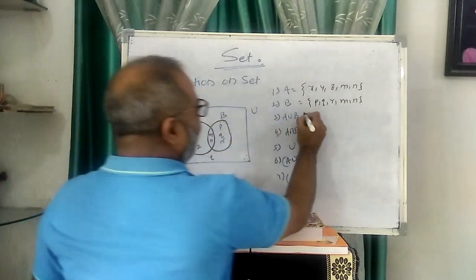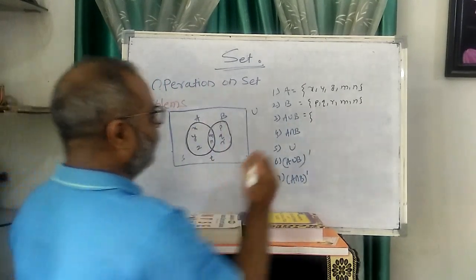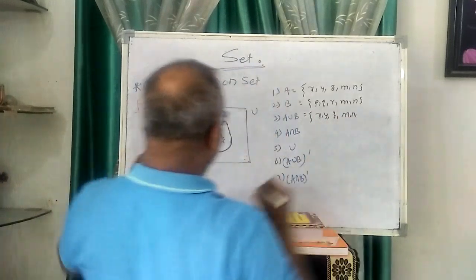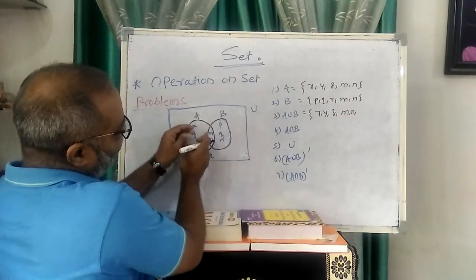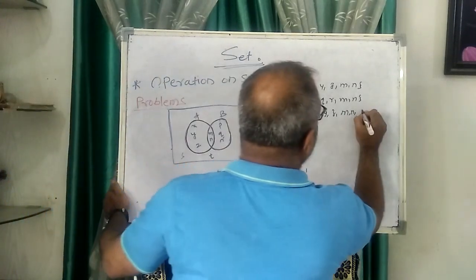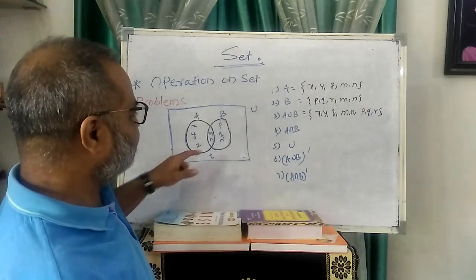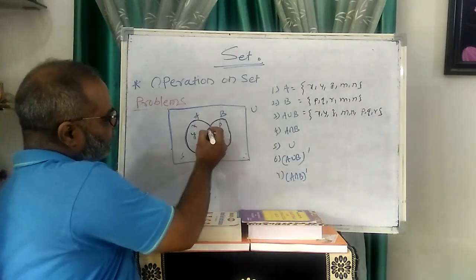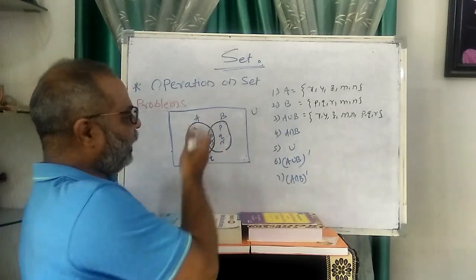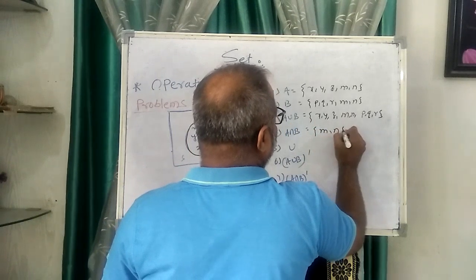Okay. Now, adding all together or joining all together, what elements are present? X, Y, Z, M, N, P, Q, R. M and N we are taking from this side, so there is no chance to take them twice. Next part is A intersection B. Intersection is this part, only the common elements present in both A and B. So only M, N.